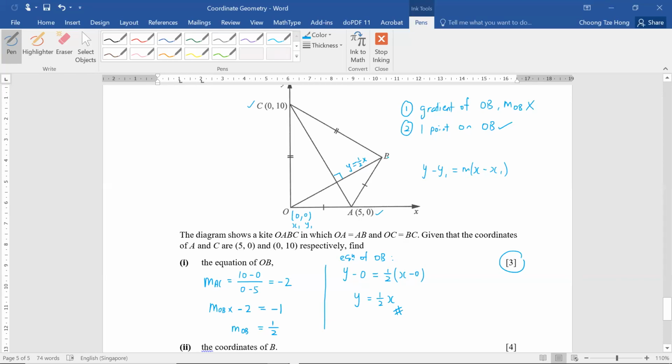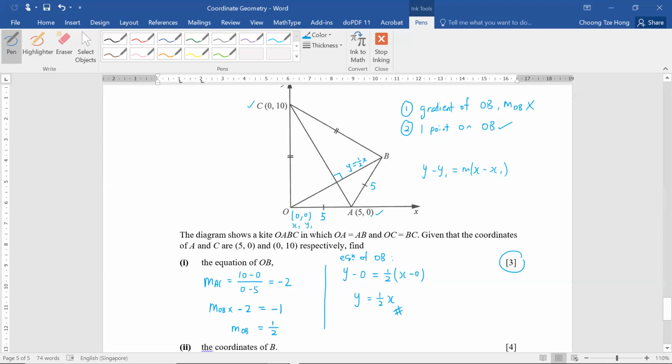What is the info that we have, but haven't made use of yet? We are given two equal sides: OA equals AB, OC equals BC, and we haven't made use of this yet. My question to you is: do we know any of the lengths? That means we know the specific value of the length. We know the length of OA. O is 0, 0, A is 5, 0. This means OA is 5 units. OA is 5 units, then AB will also be 5 units.